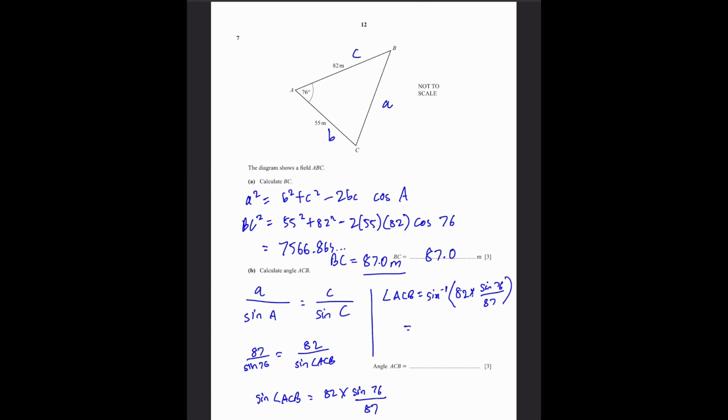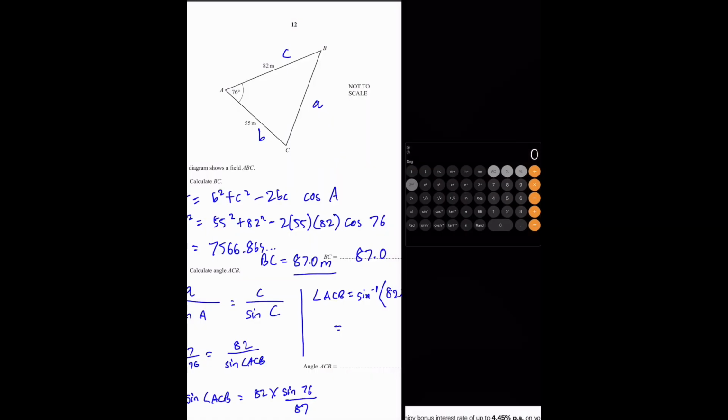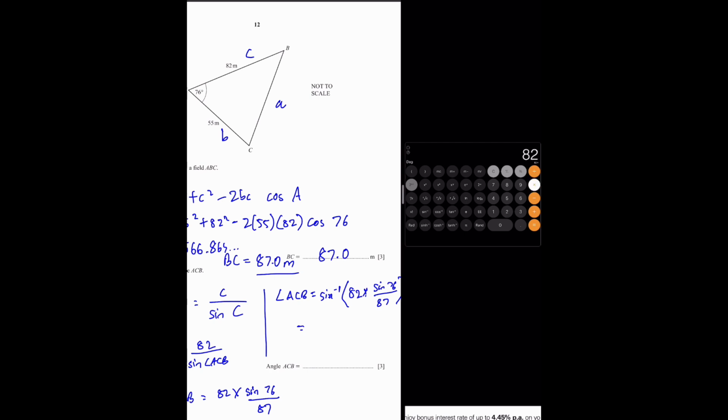And this is going to be equal to, using our calculator, 82 times sine 76 divided by 87. And of course, sine inverse, 66.1 degrees. That's our answer.